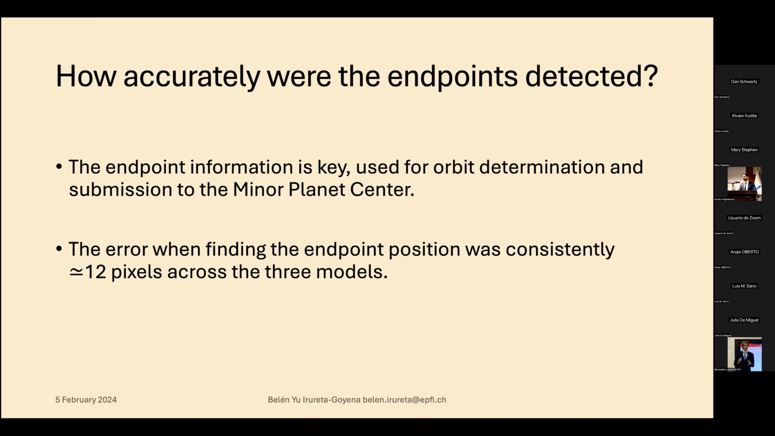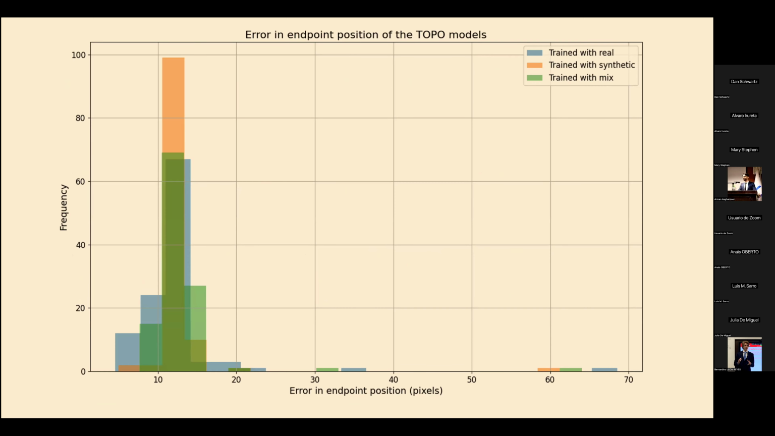We also look at the endpoint determination, so the beginning and endpoints of the track. And this information is very important because it's what's normally used for determining the orbit of the asteroids, and is what's sent to the Minor Planet Center. So the error when finding the endpoints for the 3 models was about 12 pixels. You can see the distributions are similar with some extra outliers in some of the models, but the distributions are very similar for the 3 models.